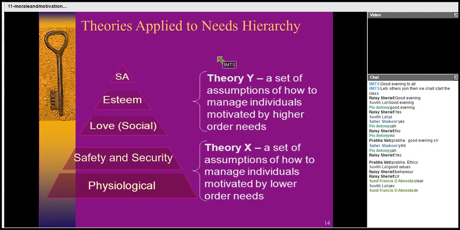Now, whenever we talk of theory X and theory Y, this is the Maslow's diagram. So, theory X is applicable to the basic needs. That means the physiological needs and the safety and security needs. And theory Y is applicable to love, esteem, and self-actualization. So, this is how theory X, theory Y, and Maslow's law are interrelated to each other.